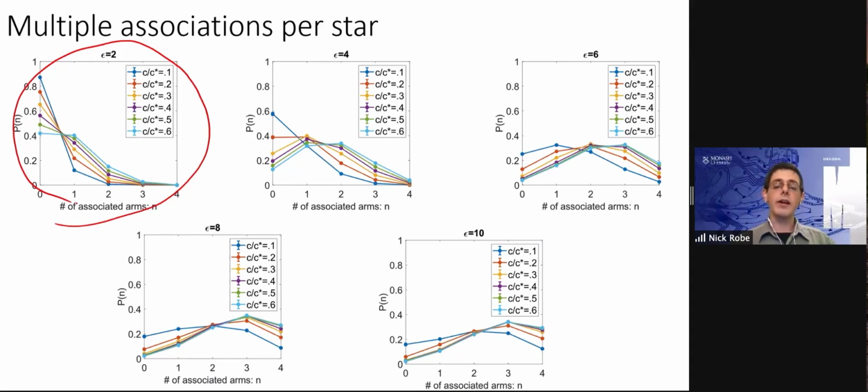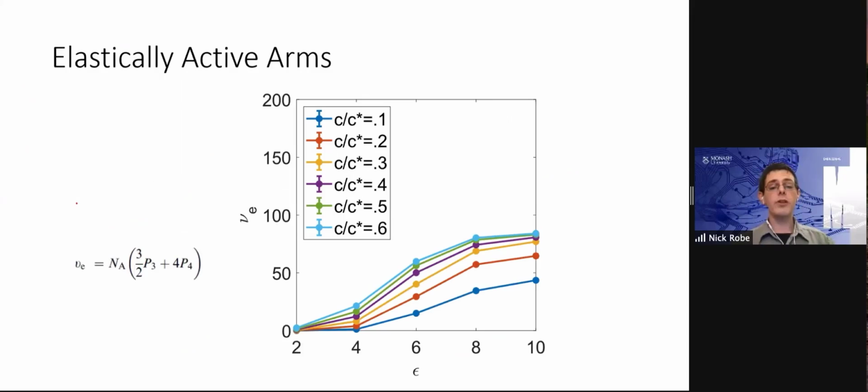We can then just look at the 3 and 4 arm star, 3 and 4 connection stars that contribute to the elastic properties of the system. And we can see here the total number of elastically active chains in our system as a function of the well depth and the concentration.